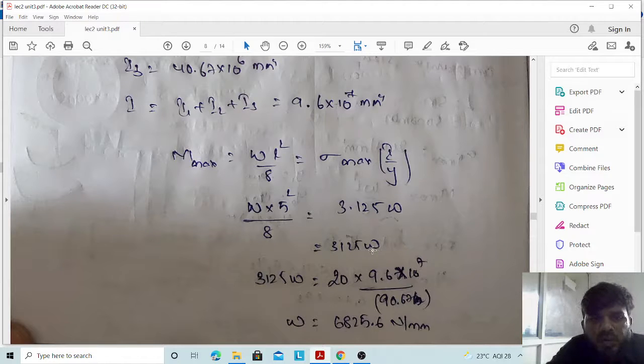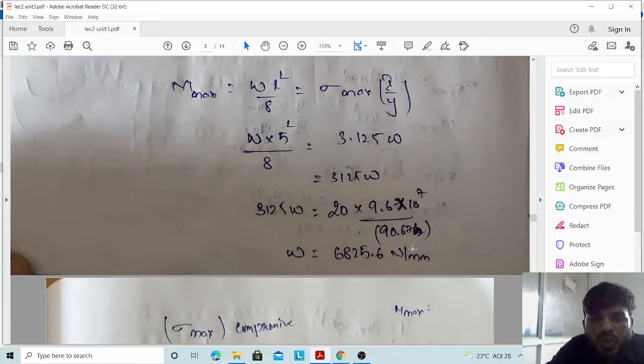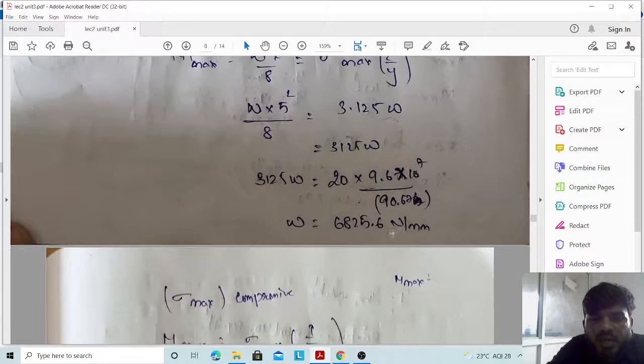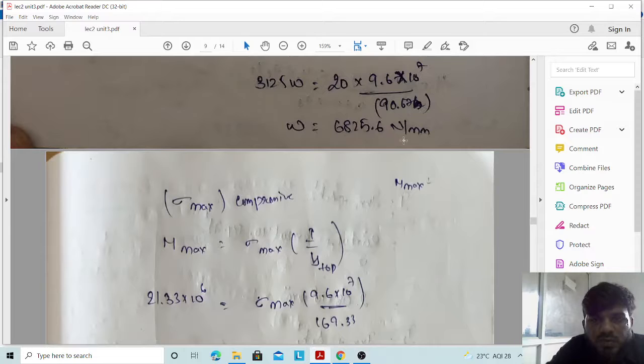3125 W is equal to 20 into 9.67. Why this 20? In the question they have clearly mentioned that maximum stress is confined to 20 Newton per mm square. So, 20 into I value, total I value is 9.67 into 10 to the power of 7, divided by y. If you use this y, you are going to get it from the bottom, but for compression here I have changed. So, this is generally for finding the value of sigma W. For this we are using it for identification of W.